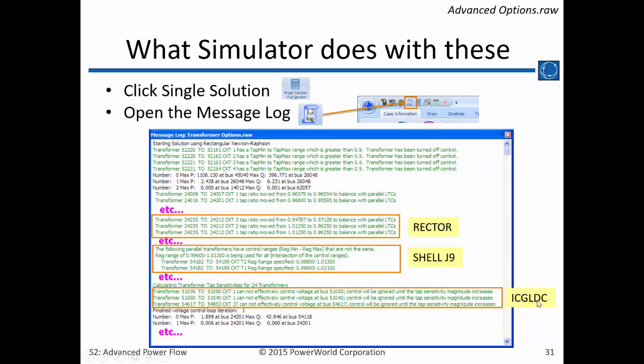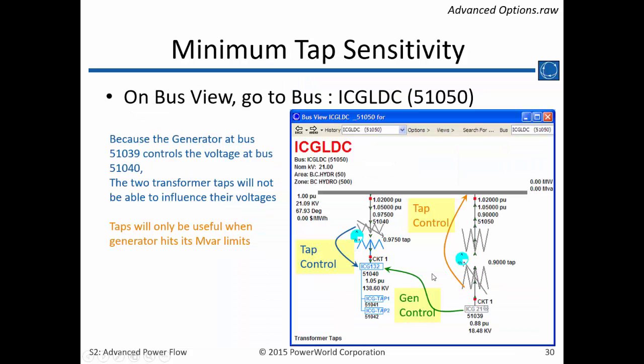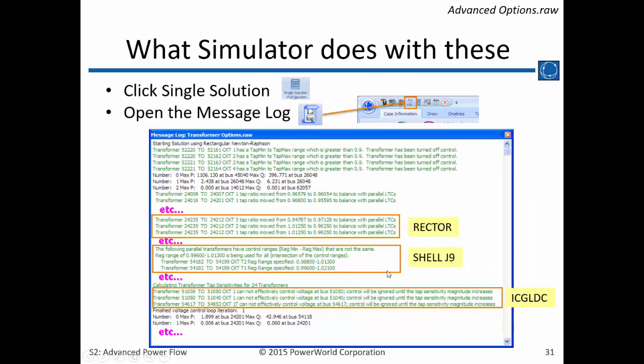And then in the last case of ICG, it tells me these 2 transformers cannot regulate or control their voltage effectively, and that it will ignore those until the tap sensitivity magnitude increases. So that's what these transformer taps are being adjusted for, and the reason the sensitivity is so small that they can't effectively control voltage is because the generator is already controlling it. So when it calculates the sensitivity of these transformers to regulating their terminals, it's going to come up with basically 0, because the generator is controlling the voltage instead.